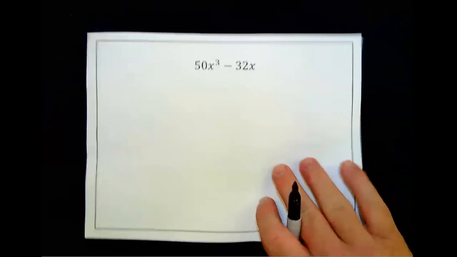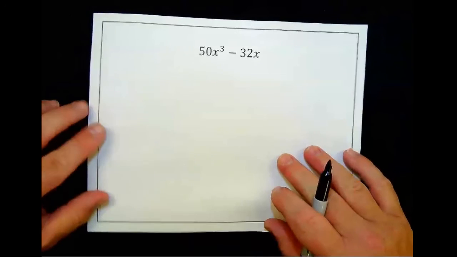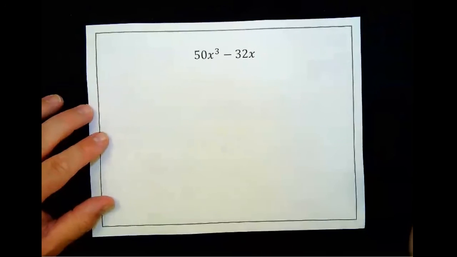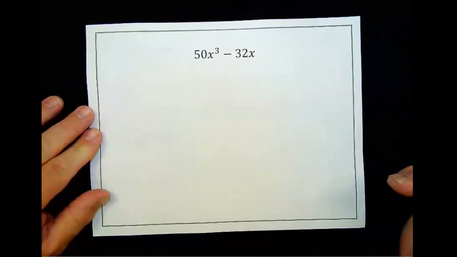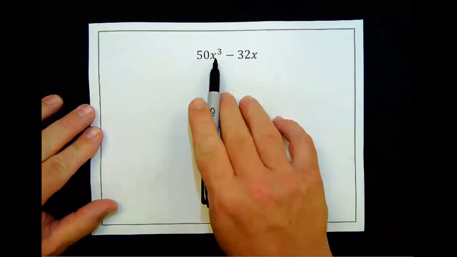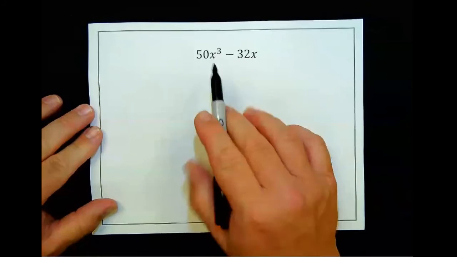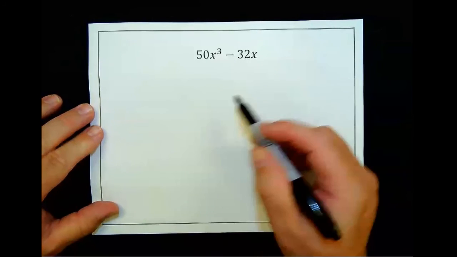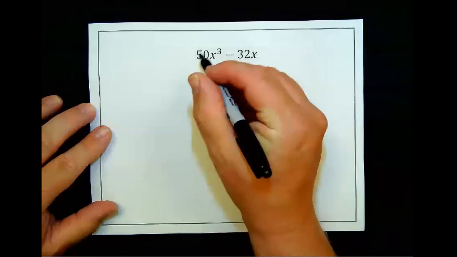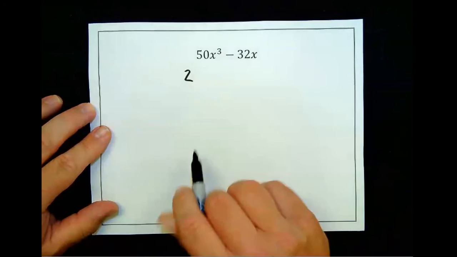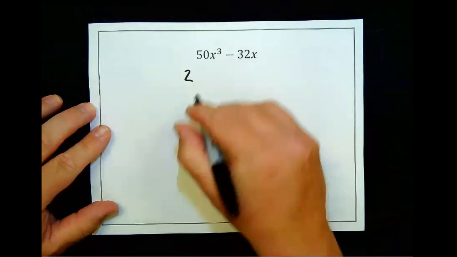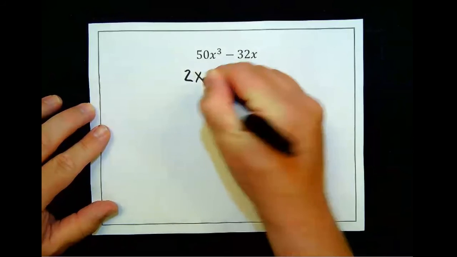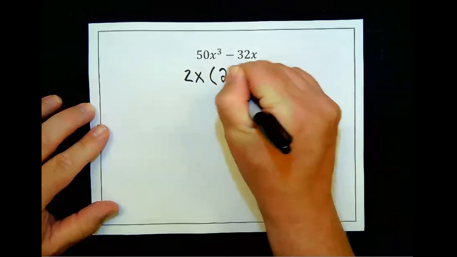One more thing you might see come up is something that looks like this, and it doesn't really look like the difference of two perfect squares. This isn't a square, and there's no way to make it a square. But if you look, both terms have things in common. They're both even numbers, so we know they're both divisible by 2. And they both have an x. So I'm going to factor a 2x out.